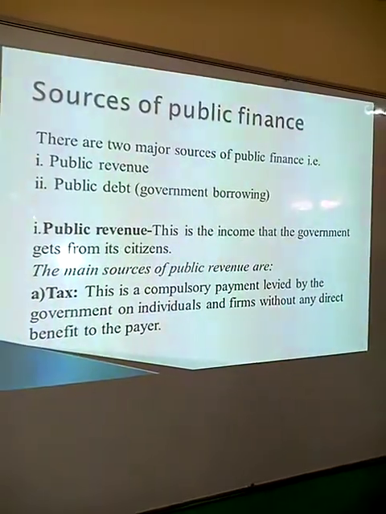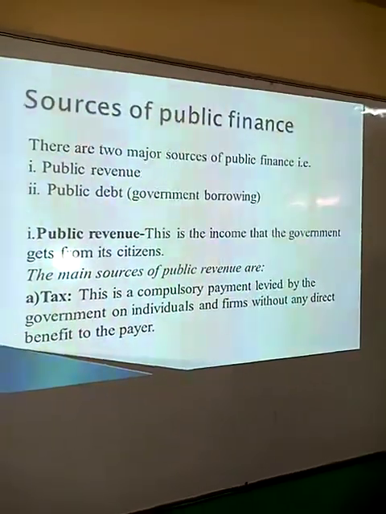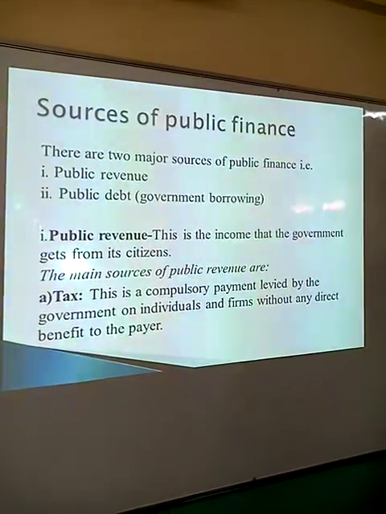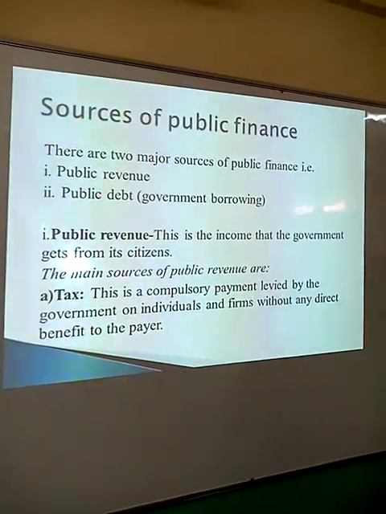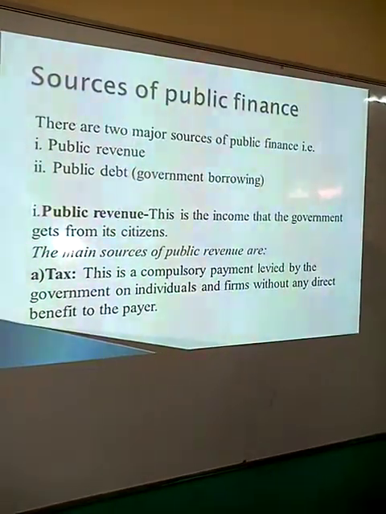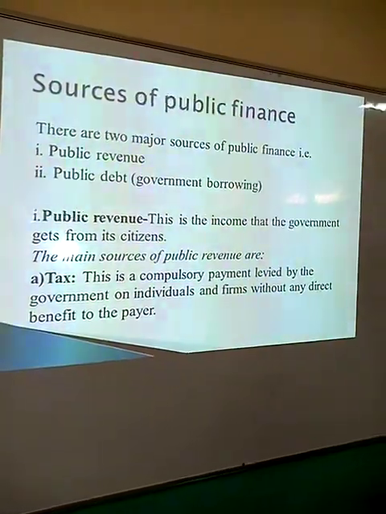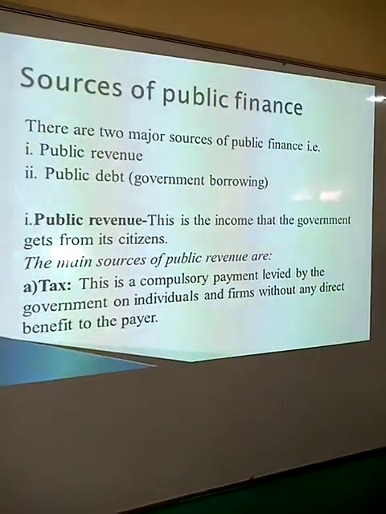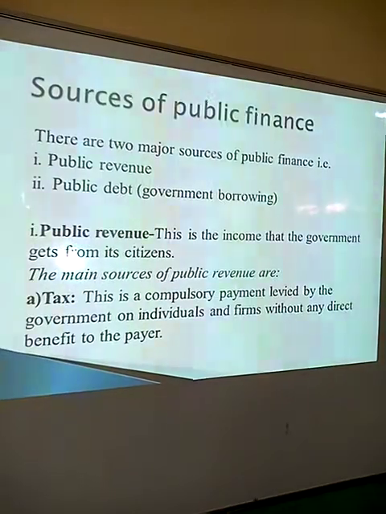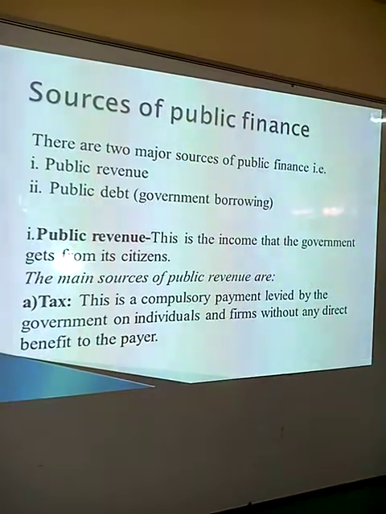Like I said earlier on, when the government is not able to raise enough money from within or from the other sources that we mentioned, then it will be forced to go out and borrow. But now let's look at these two independently. The first one is public revenue, as you can see there, and this is the income that the government gets from its citizens, which is the major way in which it raises its resources. And we are saying that with this major way, there are several sources from which the resources come.